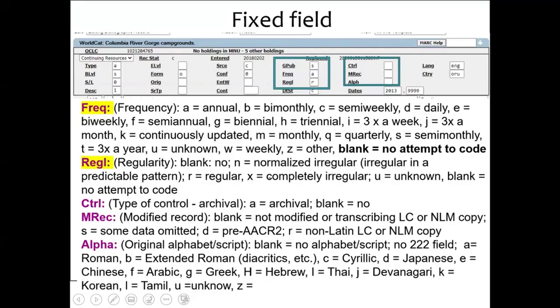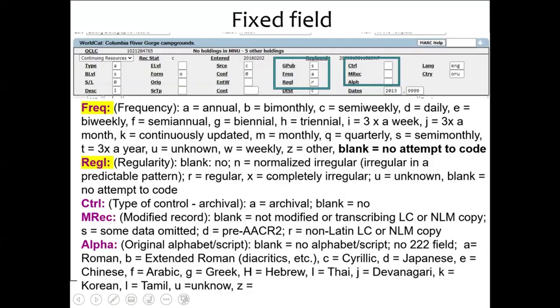The two fields that you are going to be likely to see as cataloging serials. Frequency, and this is really where we get very granular in terms of what the frequency is. Is it 3 times a week, 3 times a month, continuously updated, monthly, quarterly, 3 times a year, unknown, we just have no idea. Or there's always blank, no attempt to code.